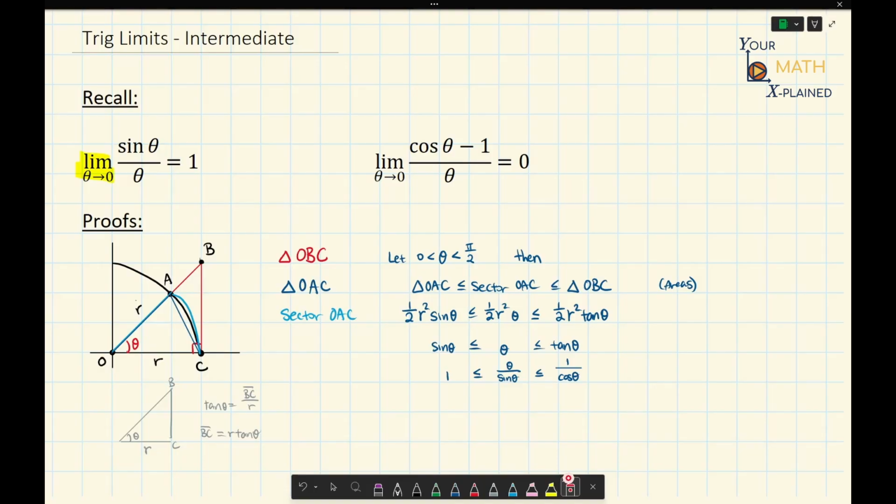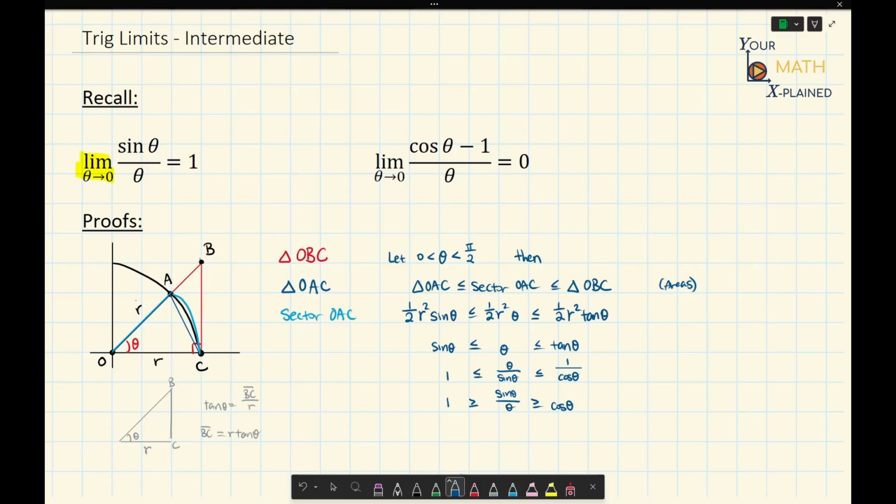And now this is slowly starting to look like what we want to prove. The only thing now is that we want sine theta over theta instead of theta over sine theta. So let's go ahead and flip the fraction for all three of these expressions. Now remember that if we flip our fractions, our inequalities are going to flip. So that means we get 1 is greater than or equal to sine theta over theta, which is greater than or equal to cos theta.